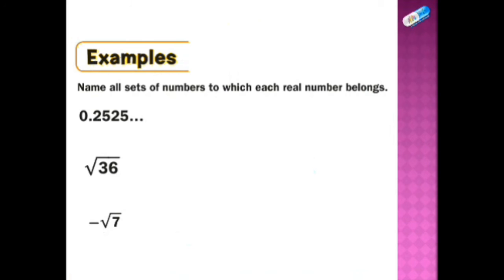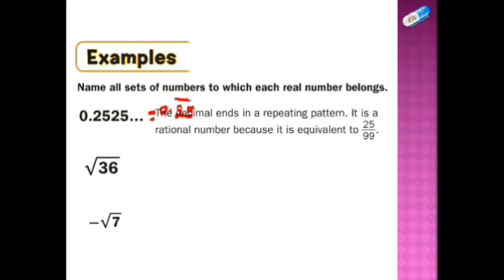Examples. Name all sets of numbers to which each real number belongs. 0.2525 and it continues. This means that the 25 is repeating, so we can write it as 0.25 with a bar on it. So this means that the decimal ends in a repeating pattern. It is a rational number because it is equivalent to 25/99.